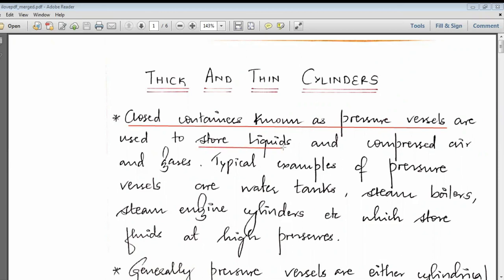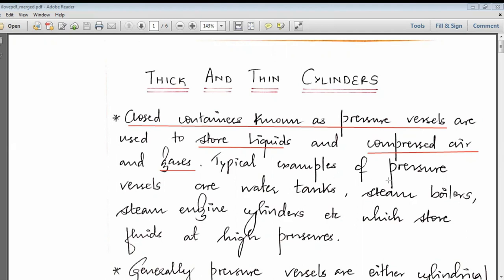So these are used to store liquids or compressed air or gases. It can be either above room temperature or below room temperature. At room temperature, you can store all these things in normal vessels, but you require these kinds of closed containers or cylinders in order to store them either above the ambient temperature or below the ambient temperature.